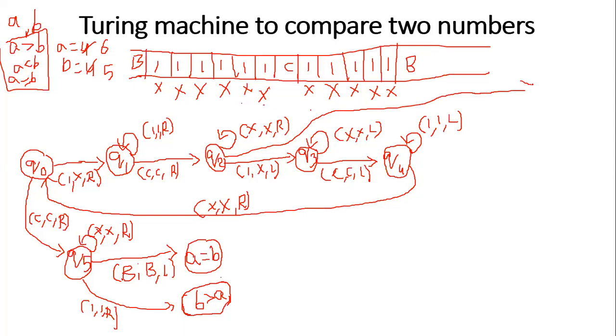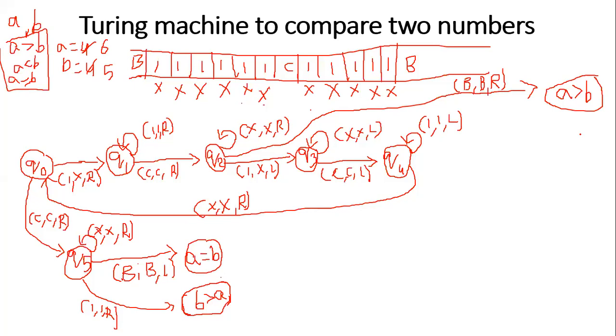If you are not able to find a match, and if there is a blank space after x, then it means we failed to find a match for the symbols on the right side, which means you say that A is greater than B.